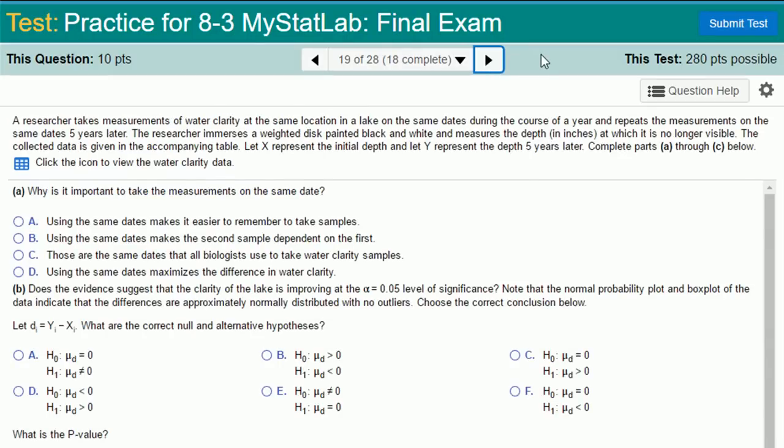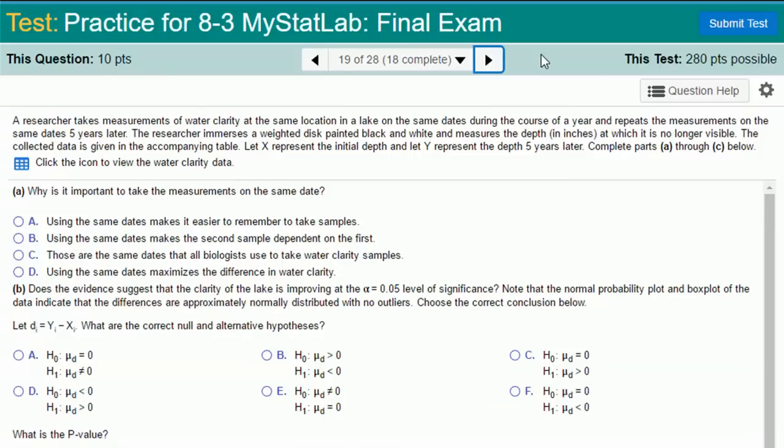A researcher takes measurements of water clarity at the same location in a lake on the same dates during the course of a year and repeats the measurements on the same dates 5 years later. The researcher immerses a weighted disc painted black and white and measures the depth in inches at which it is no longer visible. The collected data is given in the accompanying table. Let X represent the initial depth, Y represent the depth 5 years later. Complete parts A and B.